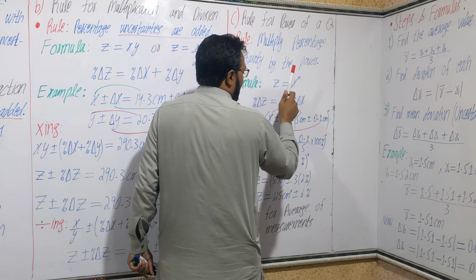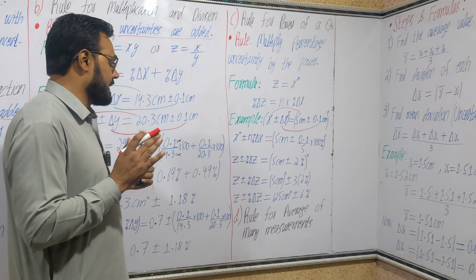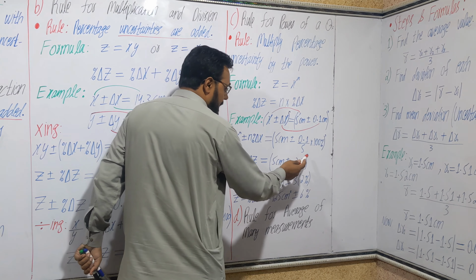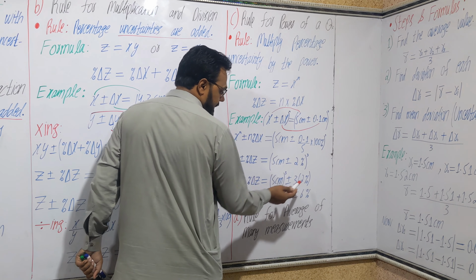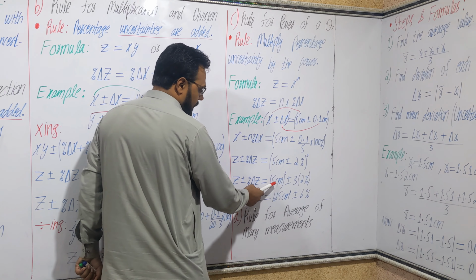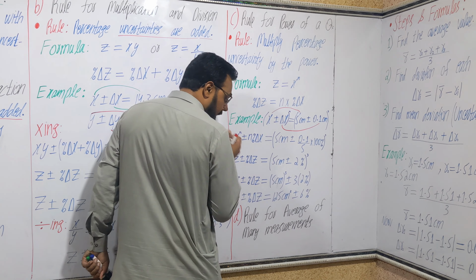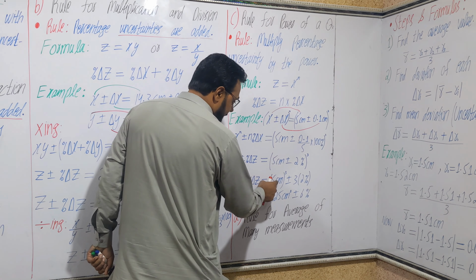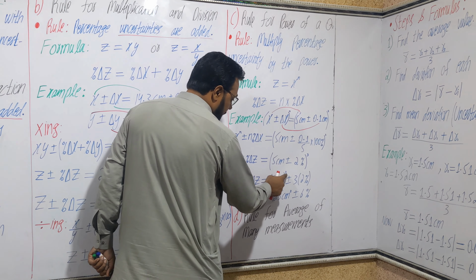Power rule. Uncertainty rule for a power of a quantity. Whenever the quantity has a power, multiply it with the percentage uncertainty. So 5 cube is equal to 125 centimeter cube.